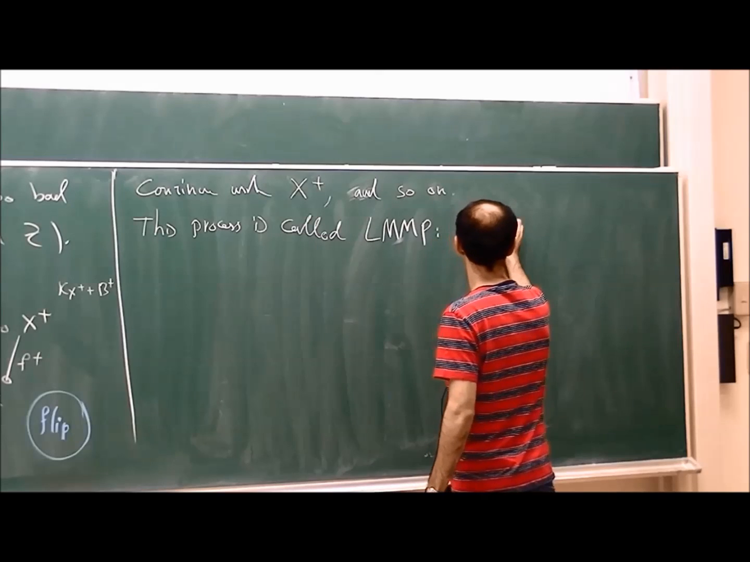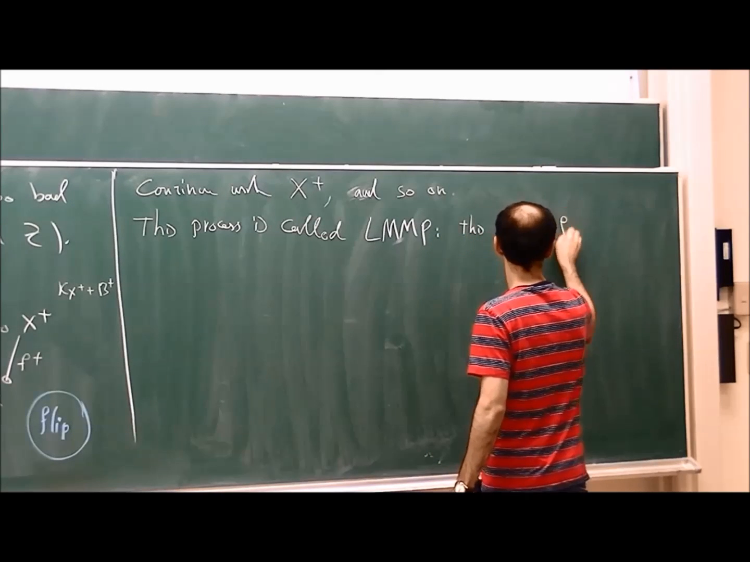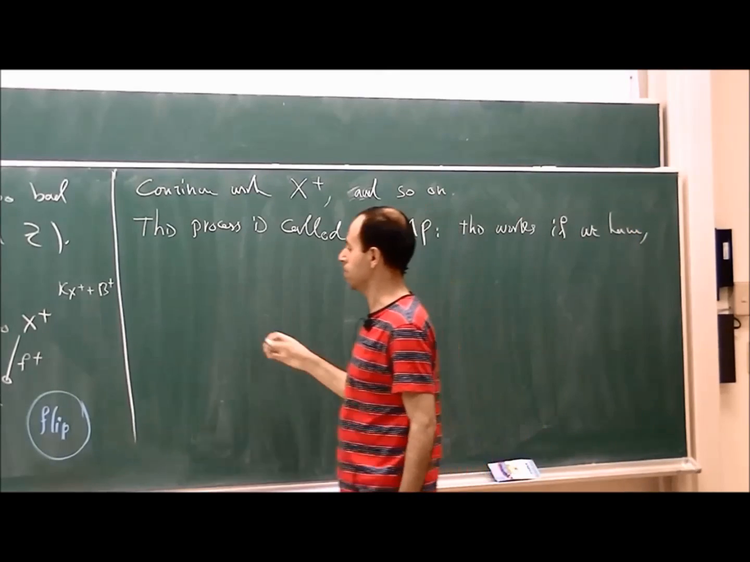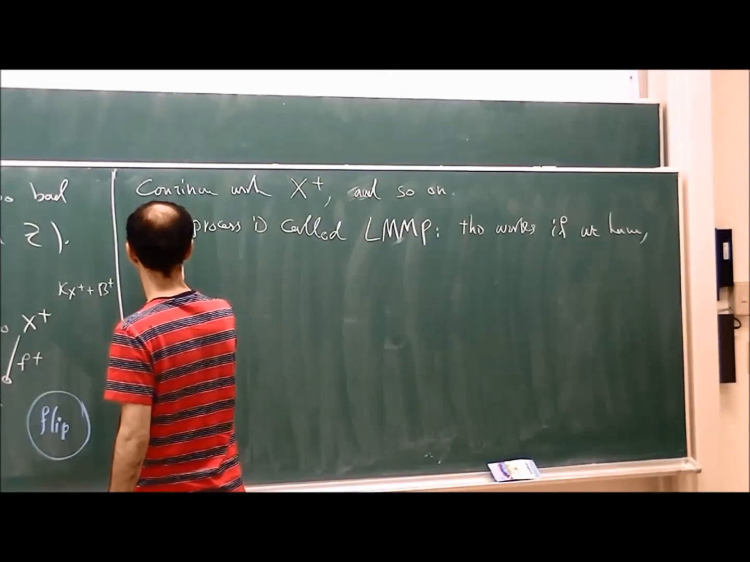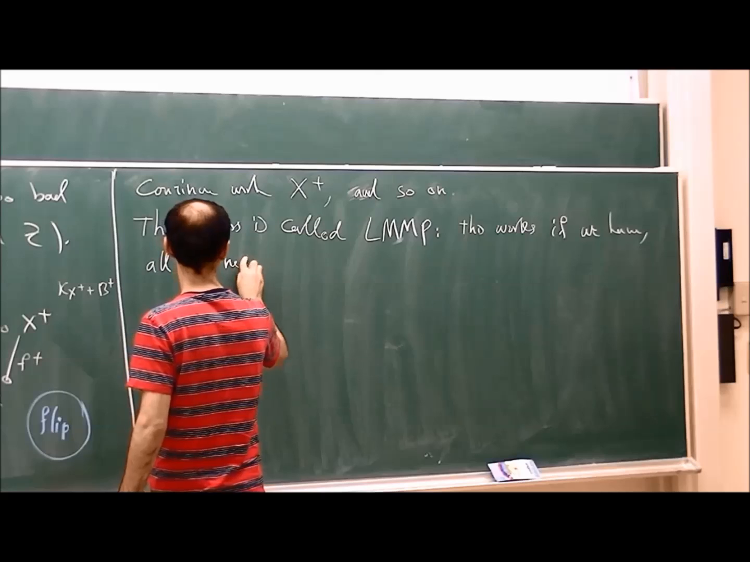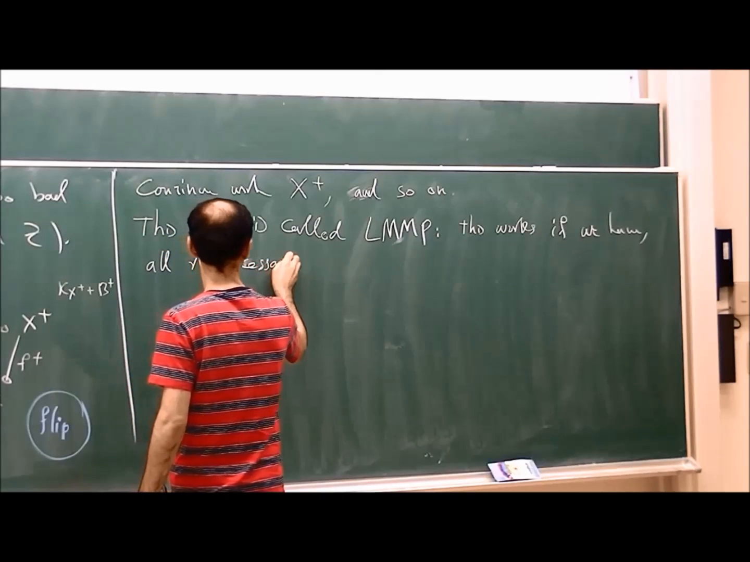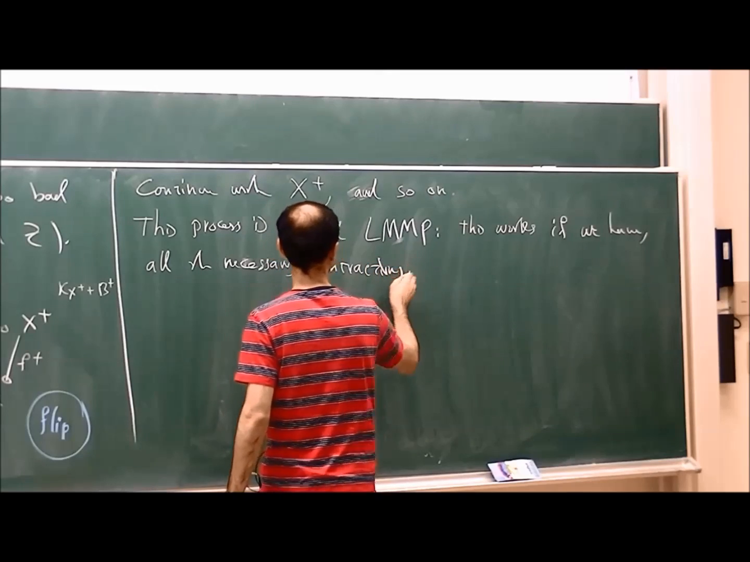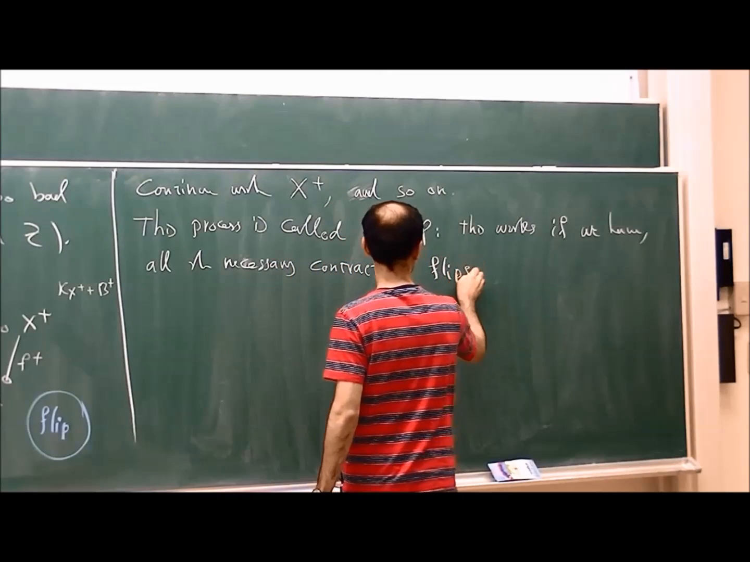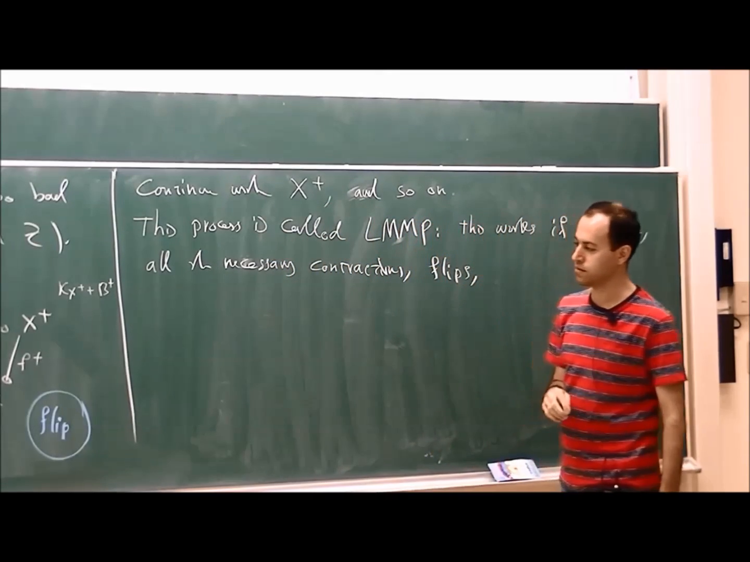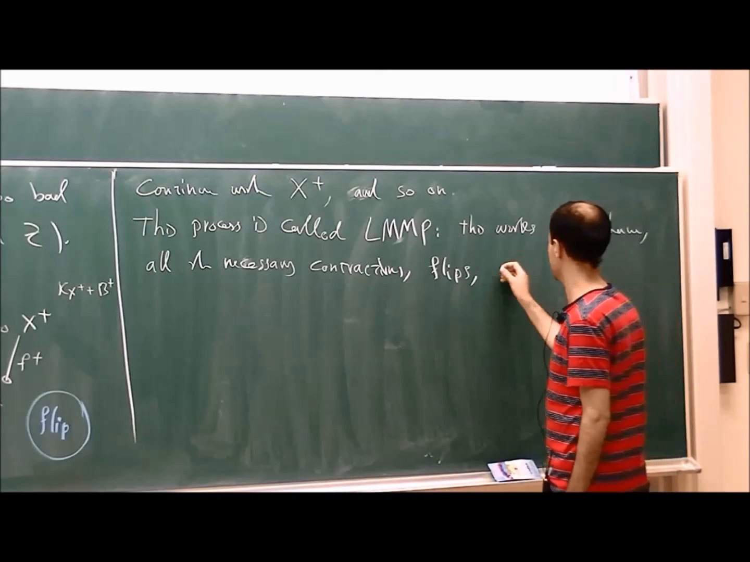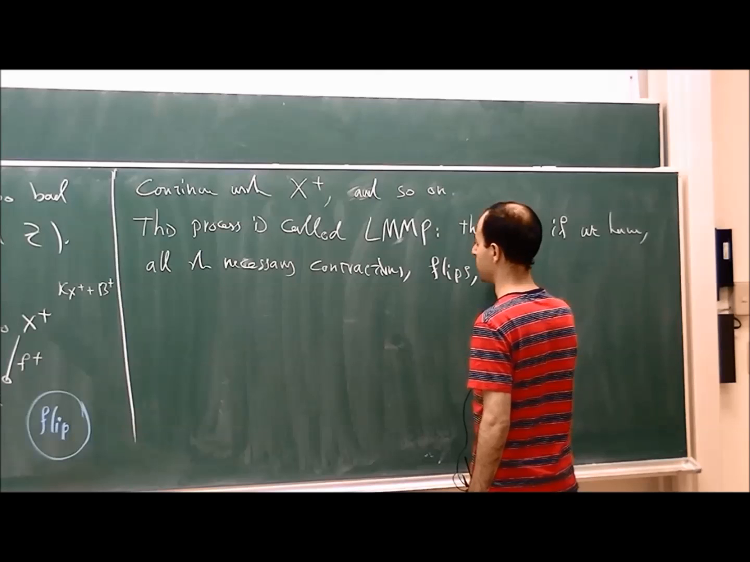So it works if we have several things. We have all the necessary contractions. If you have all the flips, and finally, something which is not clear at all is why this thing will stop at the end. So the process terminates.